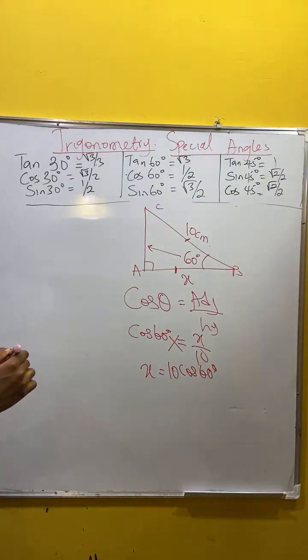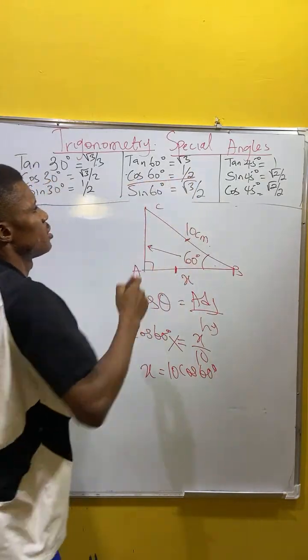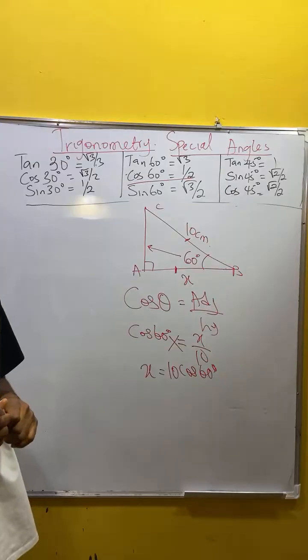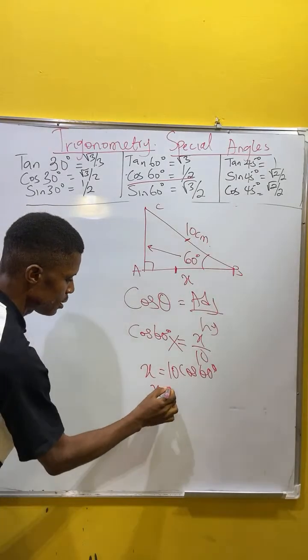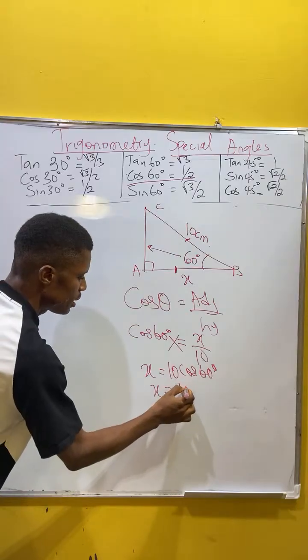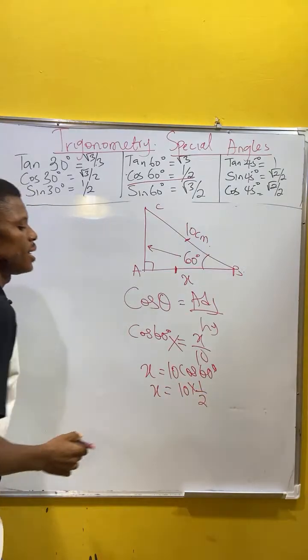So what's the value of cos 60? Cos 60 is a half. So we have that x is equal to 10 times half. 10 times half is what?